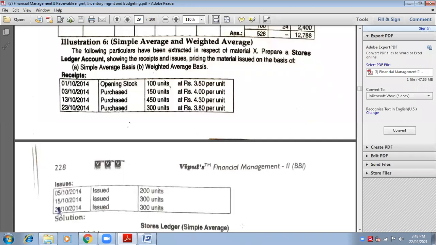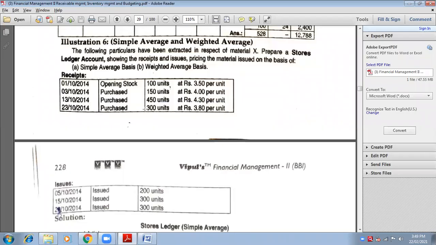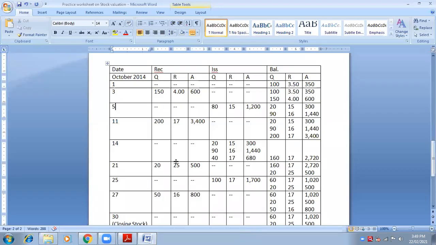5th October. So now we have to go according to the chronological order, sequence. After 3rd date, 13th is not there. There is 5th date. So 5th October. Here I will write 5th. What happens on 5th? Come to the next page. Look at this point. 5th date, issued 200 units. Issued 200 units. So receipt column will be definitely nil.